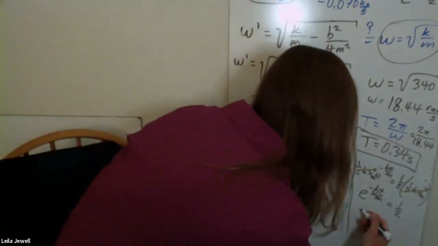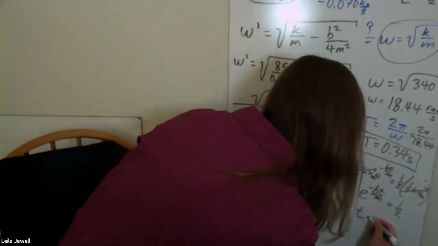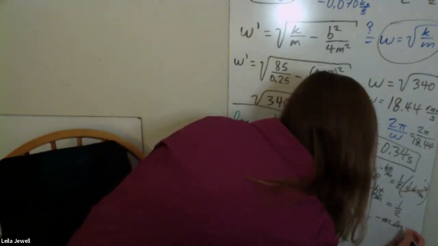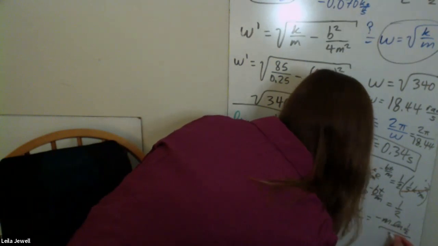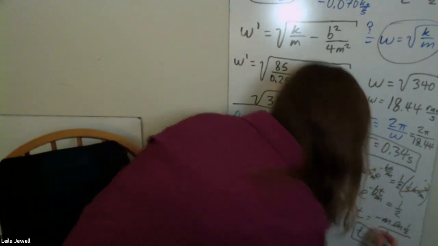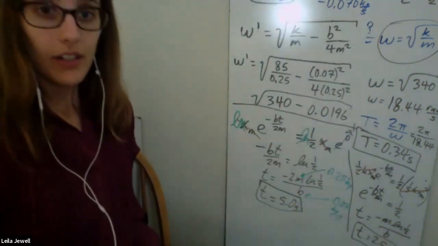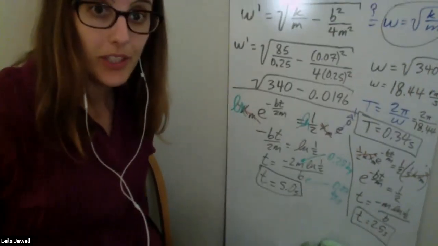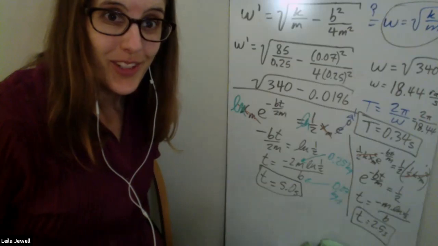What we end up getting is we lose a 2. So the t becomes negative m times the natural log of 1/2, divided by b. And indeed, our time is half as big, 2.5 seconds. All right, so that went a little bit fast there, but that walks you through the entire solution.